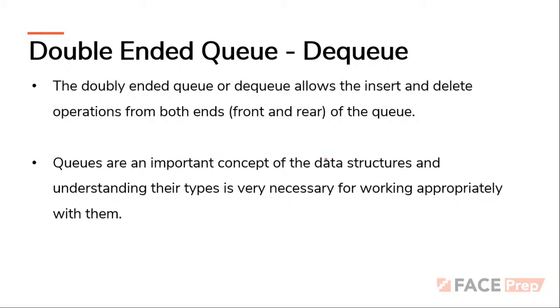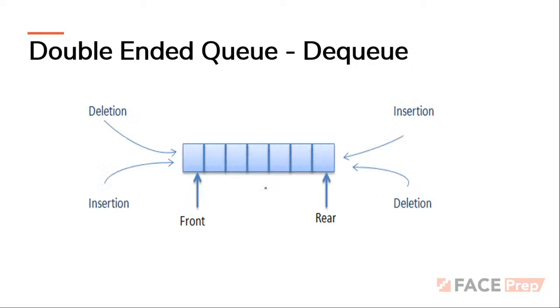Queues are also an important concept of data structure, and understanding their types is very necessary for working appropriately with them. So there are n numbers of queues. Initially we saw the normal queue, that is called a simple queue. Next one is circular queue. Next we talked about priority queue. Then we moved on to double-ended queue. By this picture you can get to know, insertion and deletion can be performed at both ends. This is called a double-ended queue.